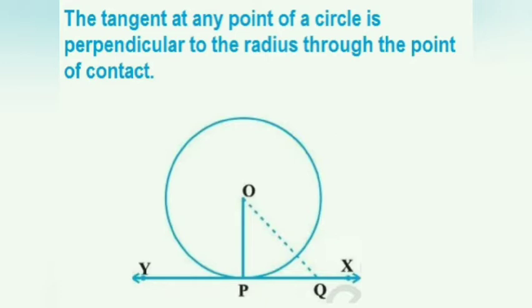The first one is: the tangent at any point of a circle is perpendicular to the radius through the point of contact. As you can see, OP is a radius and XY is a tangent. Then angle OPQ would always be 90. So radius and tangent are perpendicular at the point of contact.